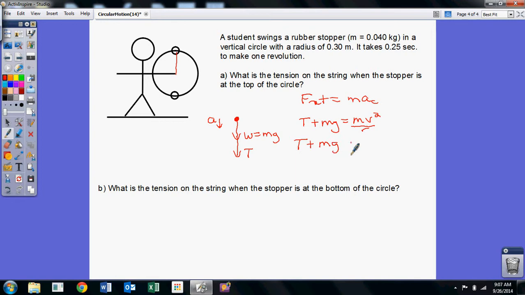So the tension plus the weight force is equal to m over r, v is 2 pi r over the period. So T plus mg, when you do your canceling, is equal to 4 times pi squared times the mass times the radius over the period squared.